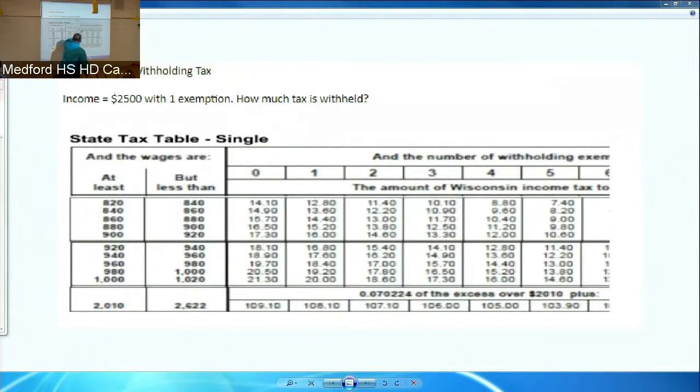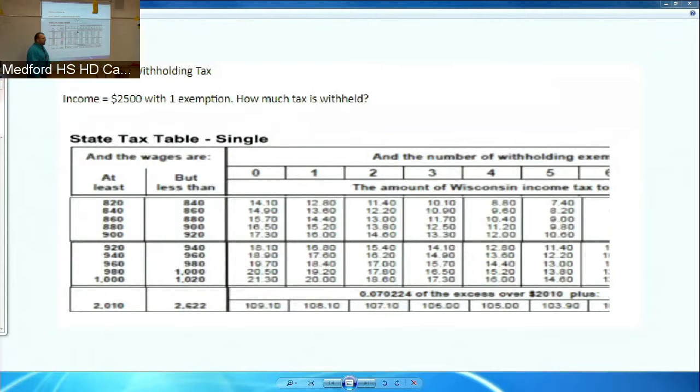Now let's take a look at the example of $2,500 with one allowance. This is why it gets a little bit more complex. If you notice, that amount is down here at the bottom. It falls in between 2010 and 2622. And if you look over here, there's a calculation that you need to do with this ugly number, 0.070224, of the excess over 2010 plus whatever amount your category falls in.